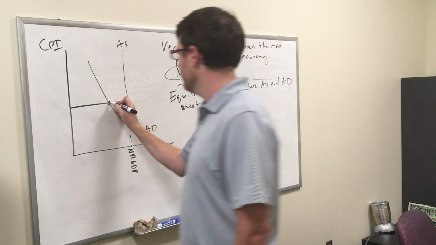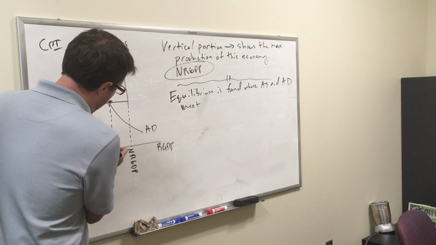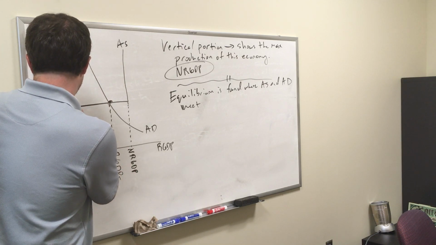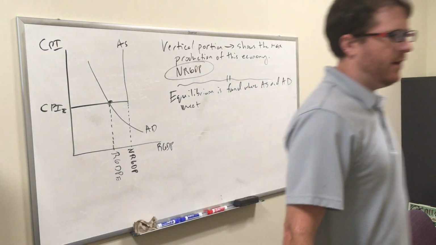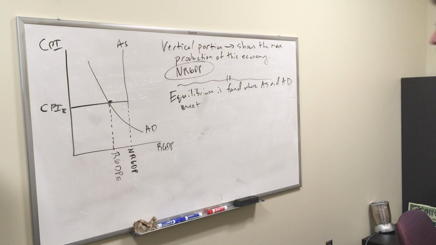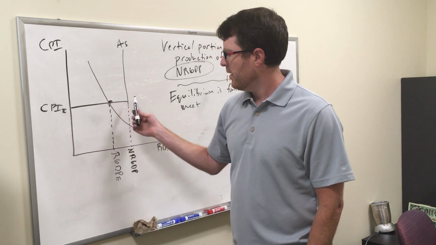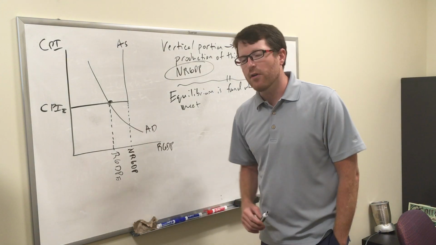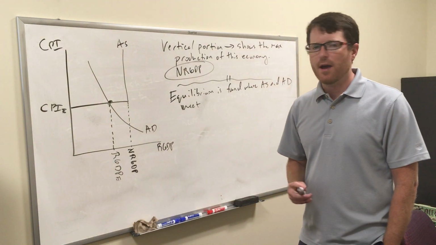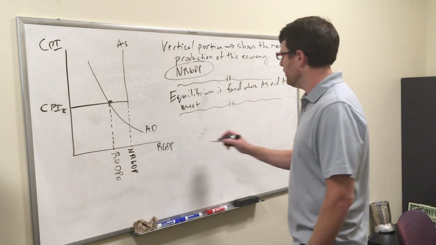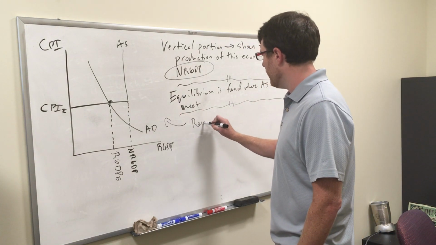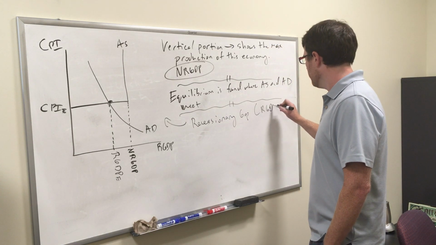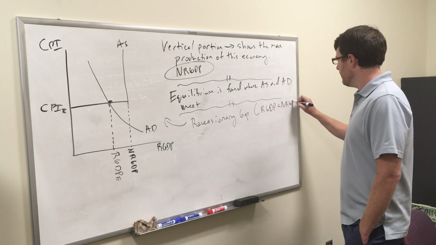All right, so right here will give us our actual real GDP as well as our CPI and our current economic state. So here's our CPI, here's our real GDP, and here's our natural real GDP. So what have we drawn up here? This is a recessionary gap, okay? So in this specific example, we have a recessionary gap where the real GDP is less than the natural real GDP.